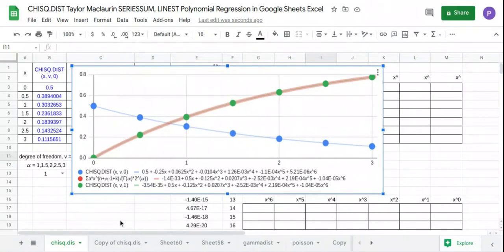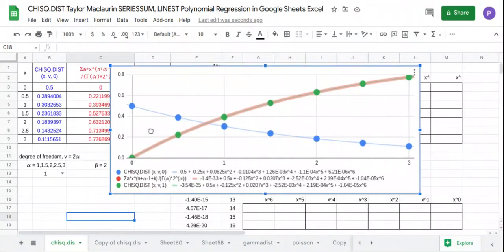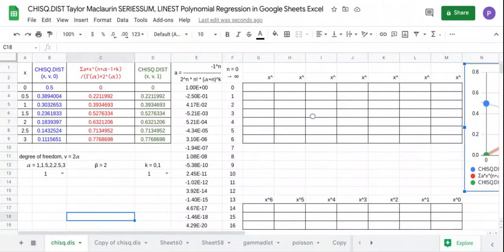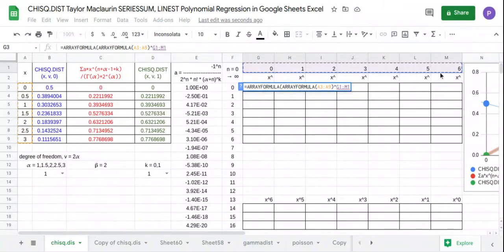And we'll set this aside because we'll calculate the polynomial regression coefficients using LINEST. We complete the LINEST matrix starting with the power. Transpose 0 to 6. And the elements of the matrix, array formula of the x values raised to the power 0 to 6. Then enter.